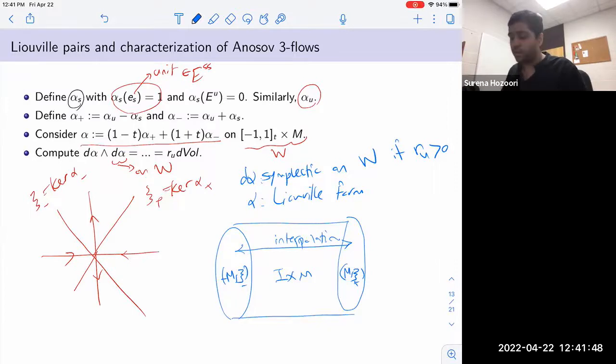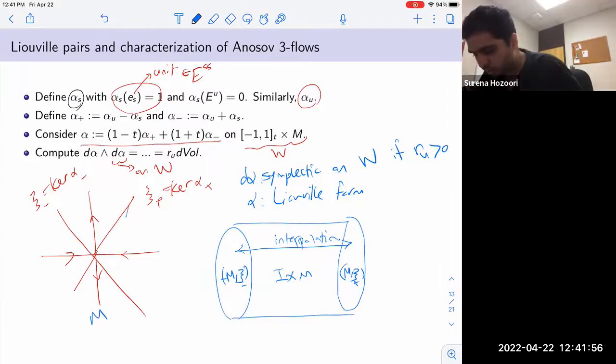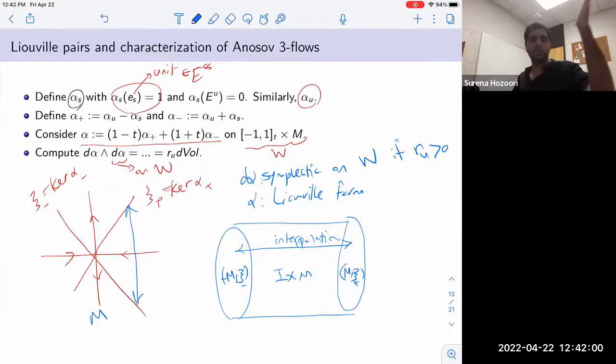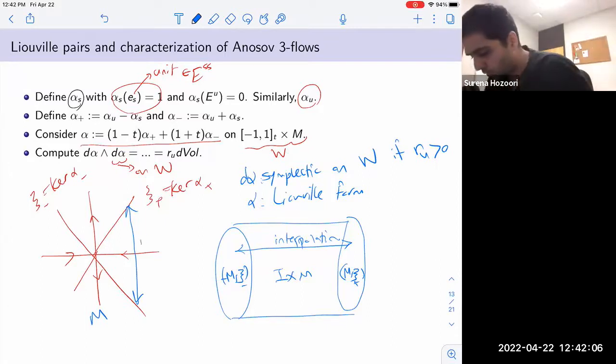And if you want to see in this other picture what happens in M, if you think of the kernel of alpha, that's just equivalent to linearly interpolating between these two plane fields as you move from one boundary component to the other boundary component, and you can do it in a symplectic way if this RU is positive.